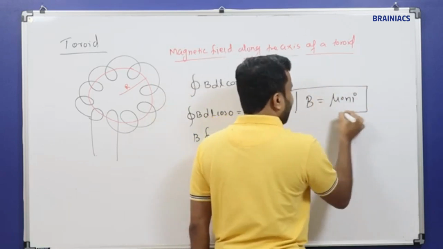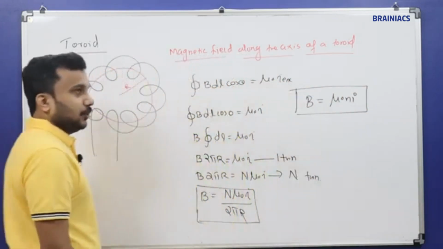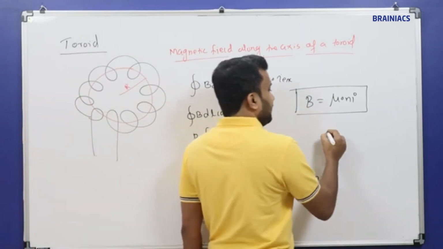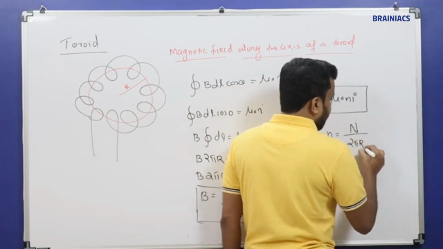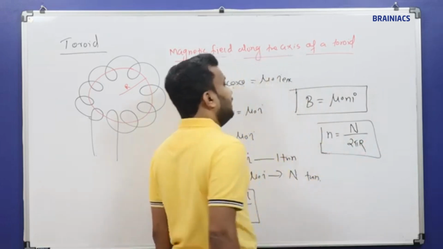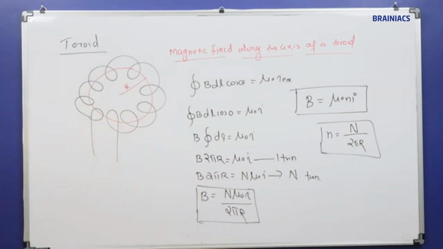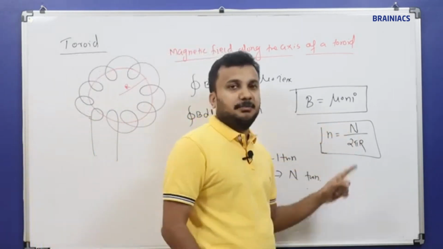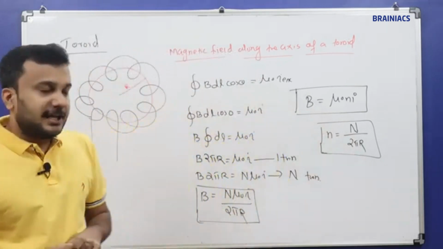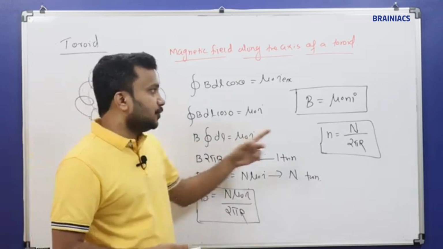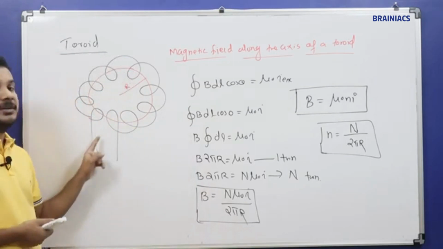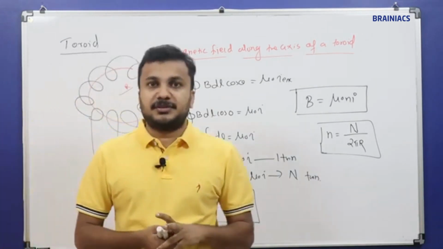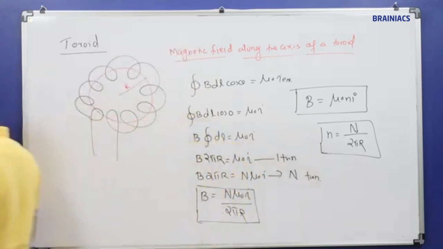So the equation looks the same for both toroid and solenoid, but the only difference is that here small n equals capital N divided by 2 pi r. In a solenoid, n is capital N divided by the length, but in the case of a toroid, capital N divided by 2 pi r will come. That is the only difference. So that is the magnetic field along the axis of a toroid and of a solenoid. Both are simple topics. Hope you understood.